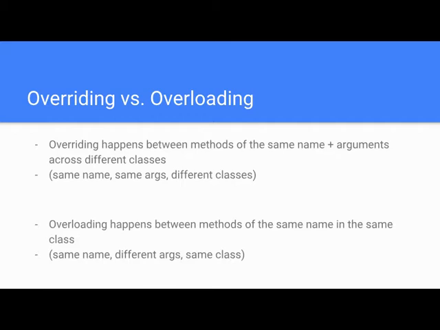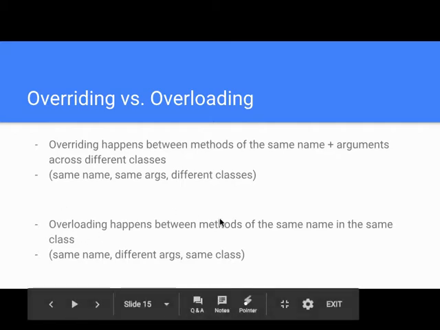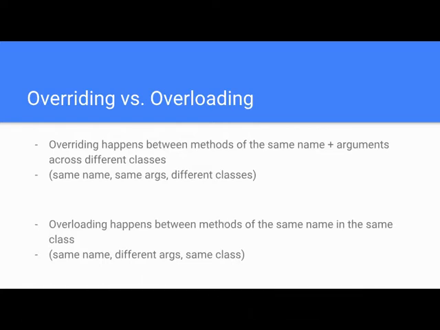Okay, so overriding and overloading. Okay, I thought I heard someone call my name. Overriding happens between methods of the same name and type of arguments across different classes. So it's same name, same arguments, but different classes. Overloading, on the contrary, happens between methods of the same name in the same class. Therefore, these overloaded methods have the same name, but different types of arguments or different quantity of arguments, but they're all within the same class.